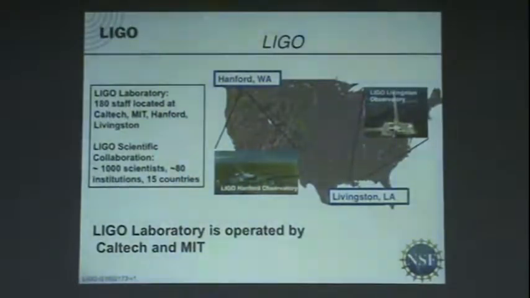LIGO is actually two observatories, one in Hanford, Washington, the other in Livingston, Louisiana. In addition, we have laboratories at Caltech and MIT, and I happen to be at Caltech. There are about 180 staff members who work at the observatories and at Caltech and MIT. There's a much larger group of people, the LIGO Scientific Collaboration, of which there are members in the audience from Moscow State University, from the Institute of Applied Physics. This is about 1,000 scientists from 80 different institutions, 15 different countries, including Russia.